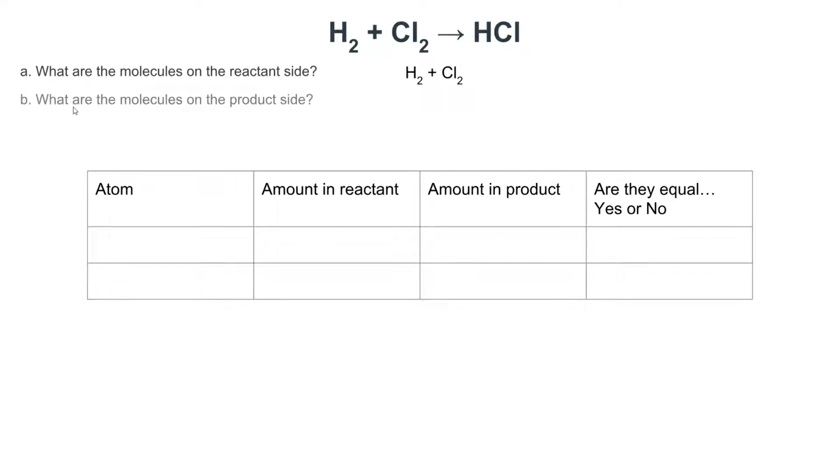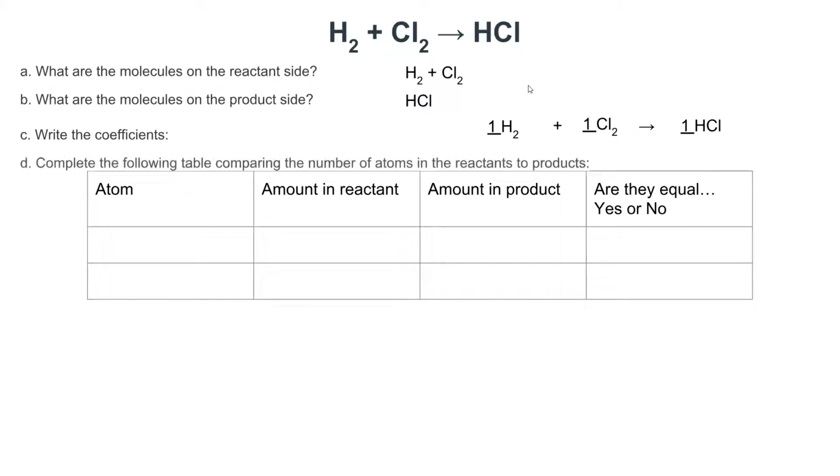Question 2, what are the molecules on the product side? You're going to look on the right side of the arrow. You're going to identify it's HCl. Question 3, write the coefficients. In this case, we have an invisible 1 for H2, an invisible 1 for Cl2, and on the right side of the arrow, we're going to have an invisible 1 for HCl.